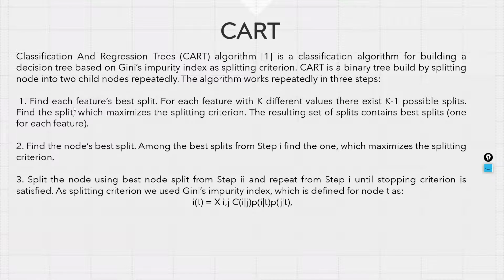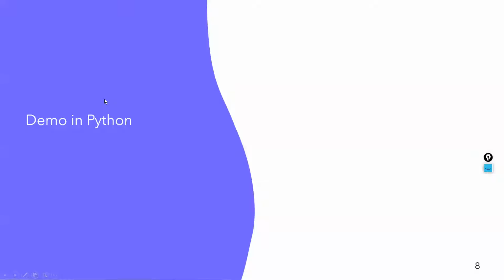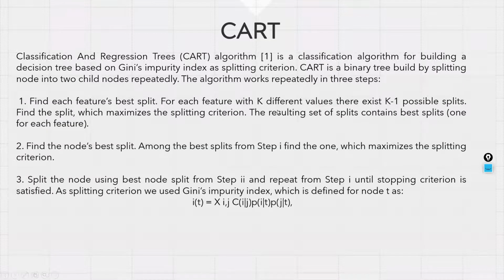Now, rule 1: find each feature's best split. There are n number of variables, which are features. For each feature, we find the best split.